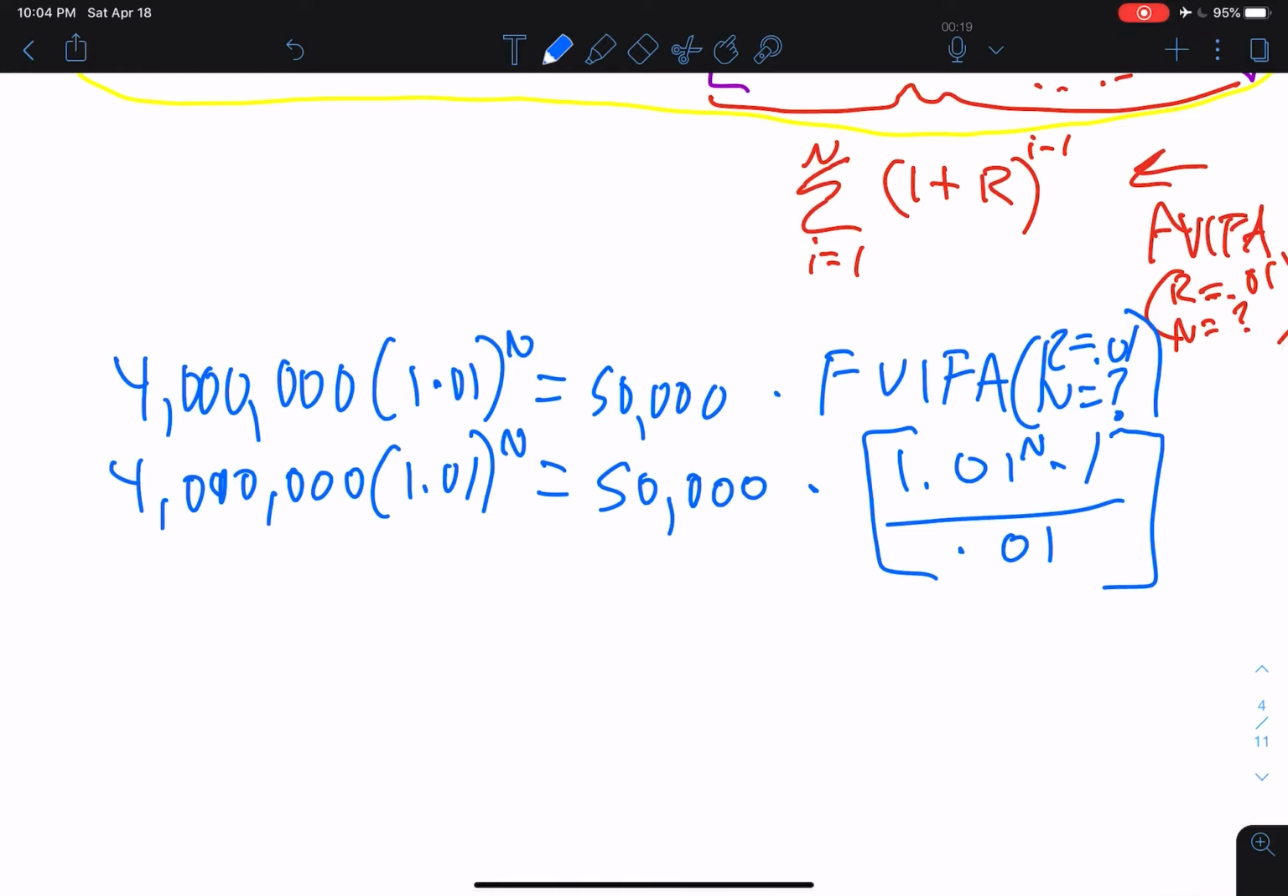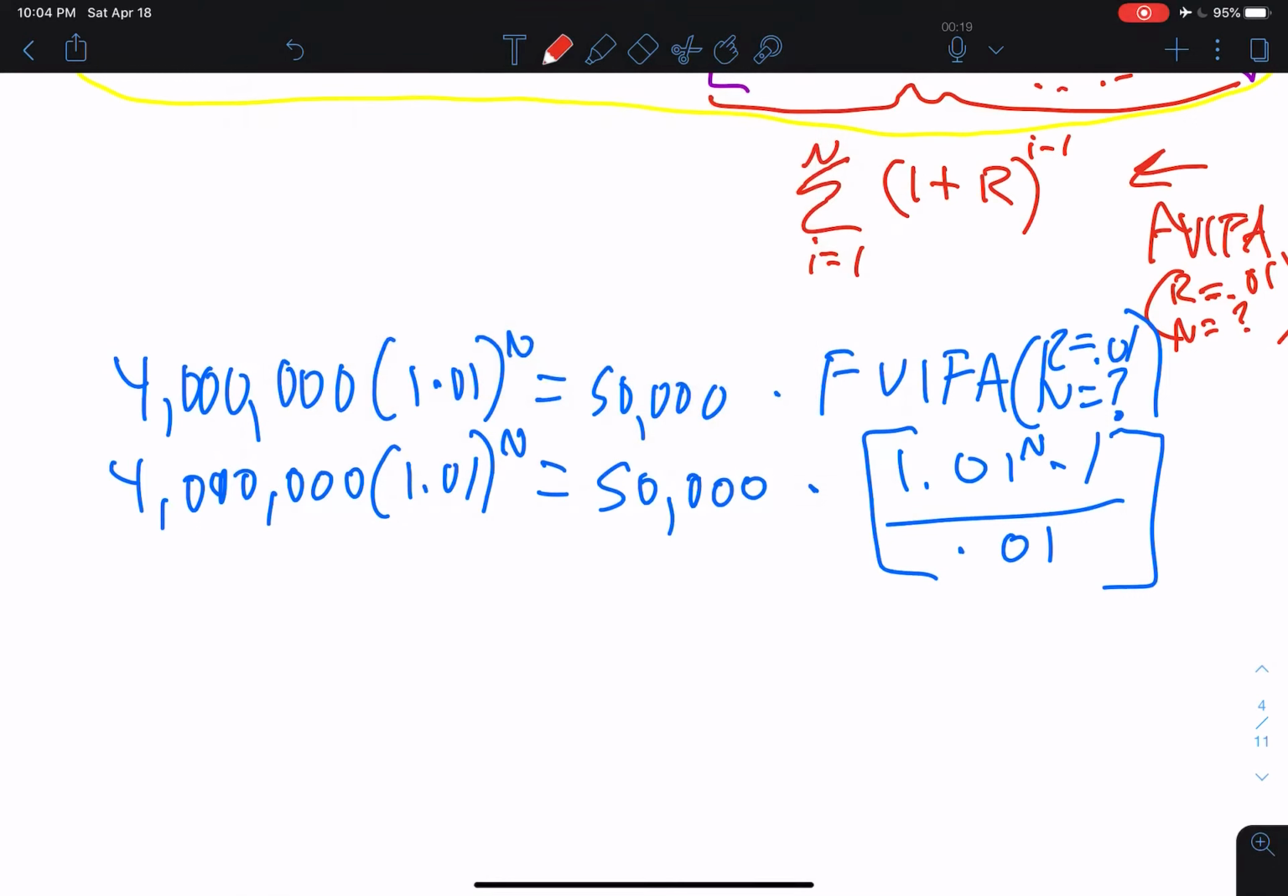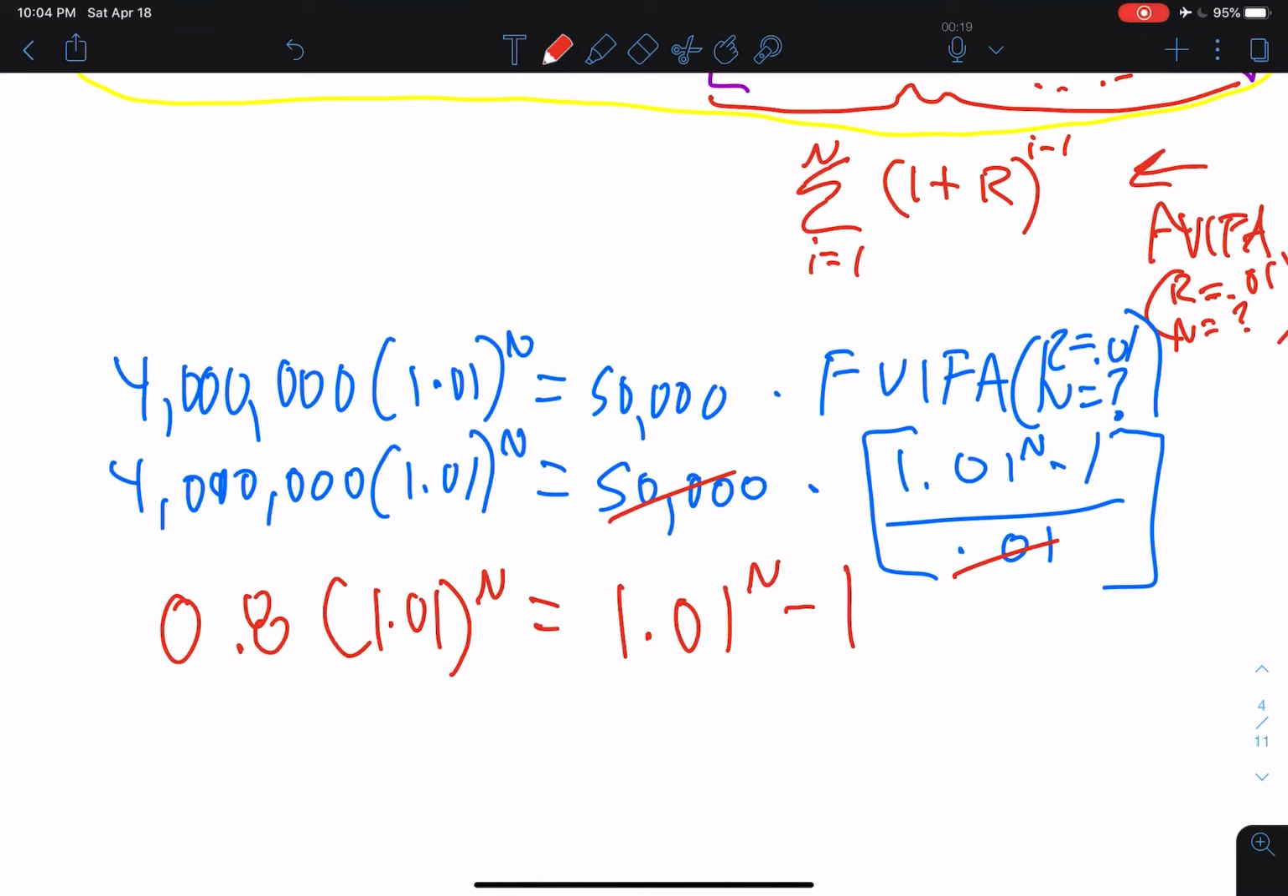Okay? And now what I'm going to do is divide both sides by 50,000 and multiply both sides by 0.01. And in doing that, I'll get rid of this and I'll get rid of this. So 4 million divided by 50,000 is 80. 80 times 0.01 is 0.8. So we've got 0.8 times 1.01 to the nth power equals 1.01 to the nth power minus 1. Now we're in business. Now it's just a matter of algebra.